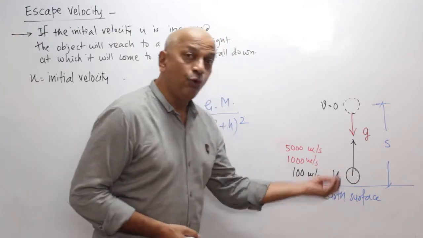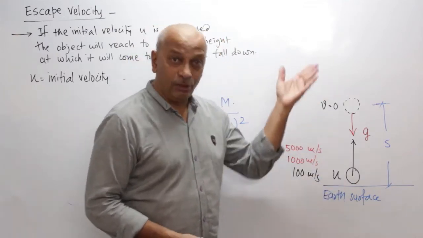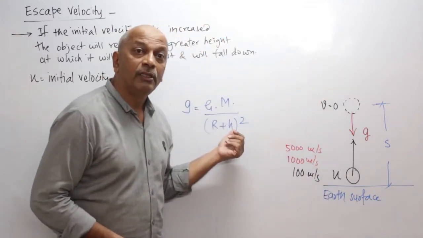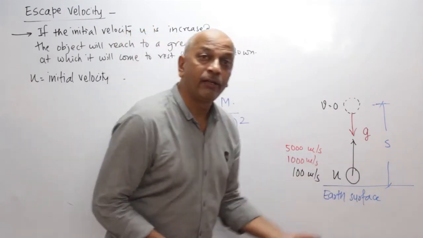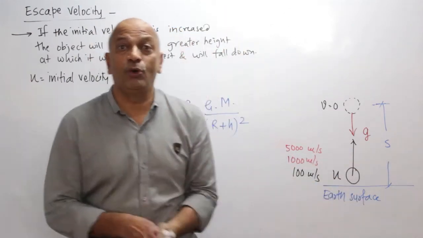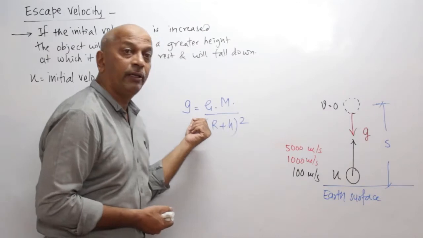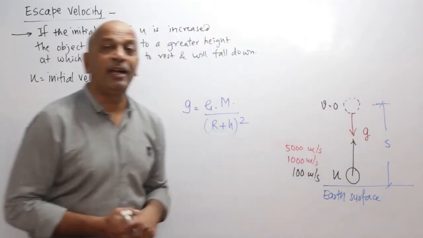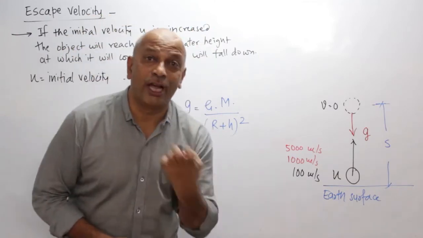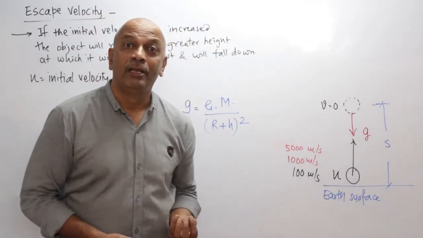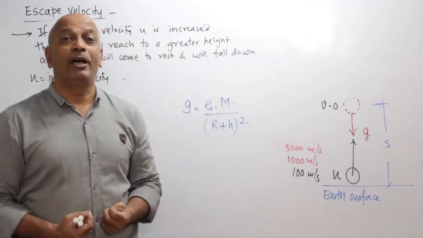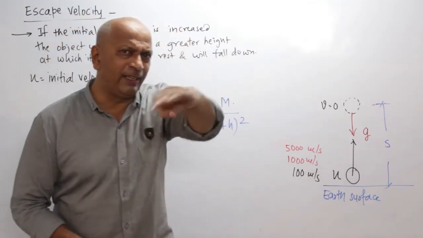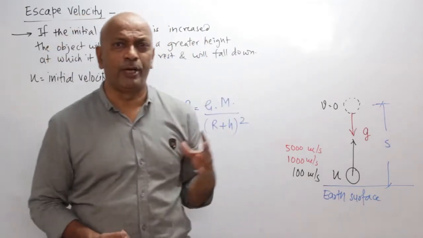जर हा u आपण वाढवत गेलो, h काय होत जाणार, हाईट काय होत जाणार, वाढत जाणार. जर हाईट जर वाढत गेली तर हा g काय होणार, अरे कमी होणार. जर g कमी झाला तर ग्रॅव्हिटेशनल फोर्स काय होणार, कमी होणार. मग ग्रॅव्हिटेशनल फोर्स कमी होणार याचाच अर्थ आहे छोट्या हाईटला 50, 100, 200 किलोमीटर काही इश्यू नाहीये.